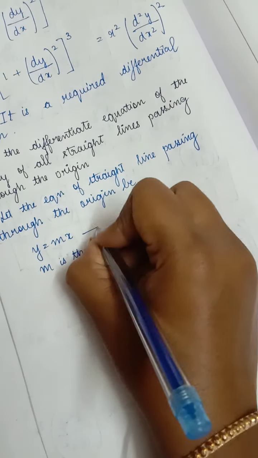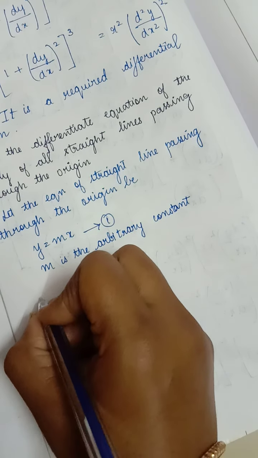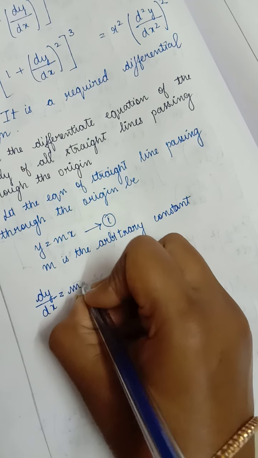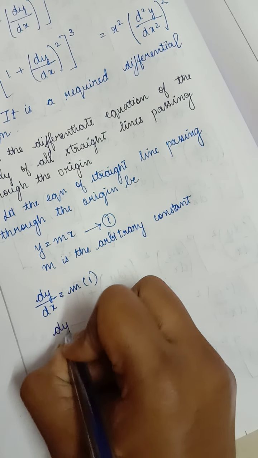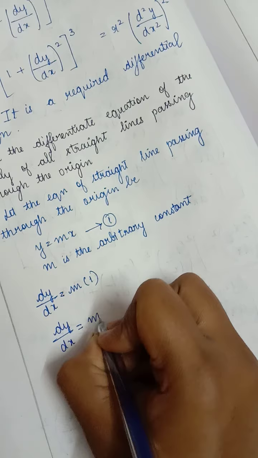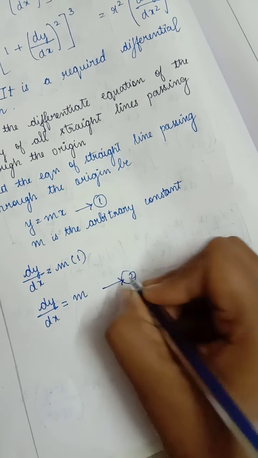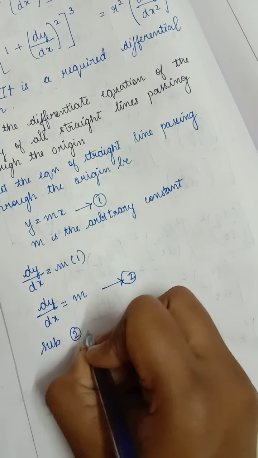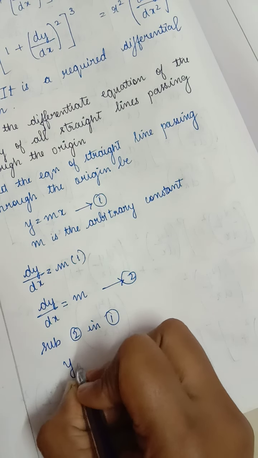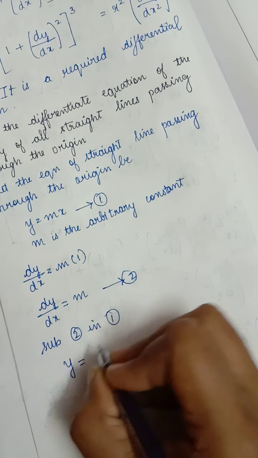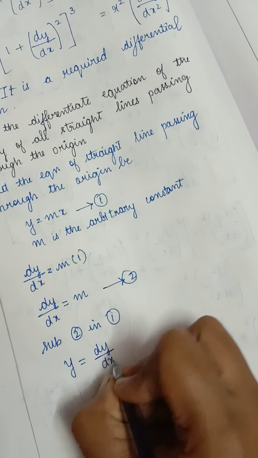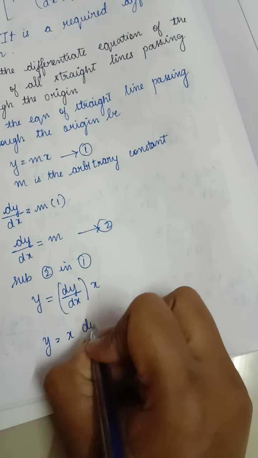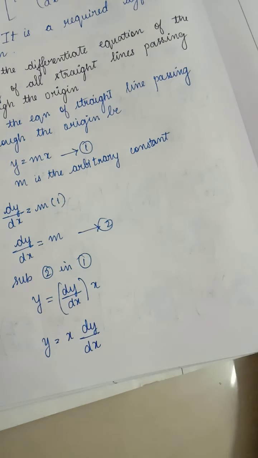Let this be 1. Next we are going to differentiate 1. If you differentiate 1, dy by dx equals m into 1, so dy by dx equals m. Let this be 2. Now substituting 2 in 1, y is equal to dy by dx into x, instead of this m. Therefore y equals x into dy by dx.